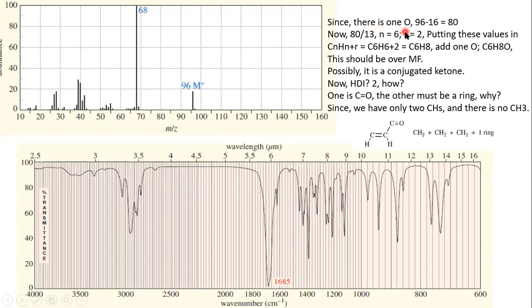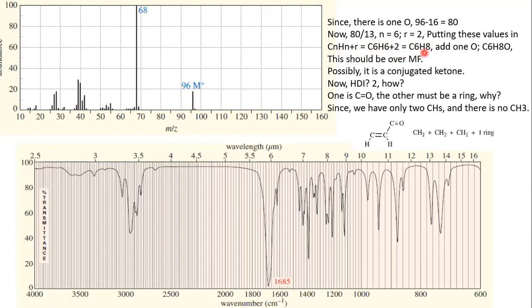Since there is one oxygen, 96 minus 16 is equal to 80. And 80 divided by 13, that is what we are going to do: we are now using the rule of 13. So we come to this. N is equal to 6, R is equal to 2. Putting these values into the formula we have already learned in the previous slide, we get this.